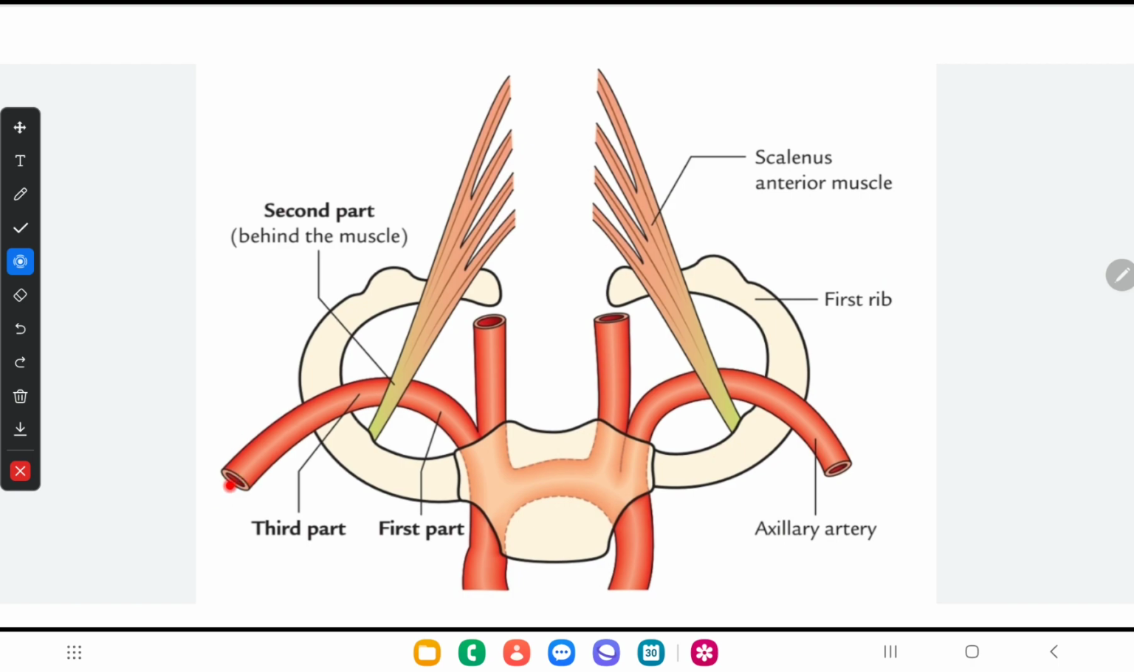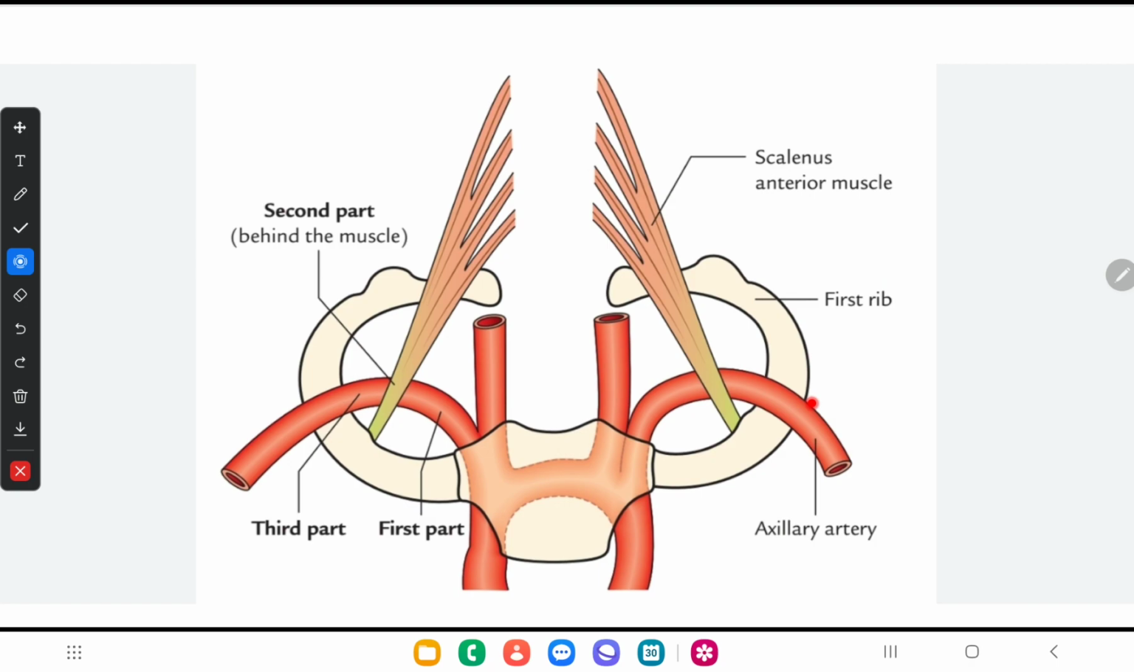When we look into the course of the left subclavian artery, it originates directly from the aortic arch in the thorax and then ascends into the root of the neck, then arches laterally and has a course similar to the right subclavian artery. It also continues as the axillary artery after the outer border of the first rib.